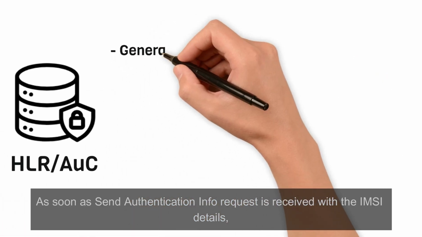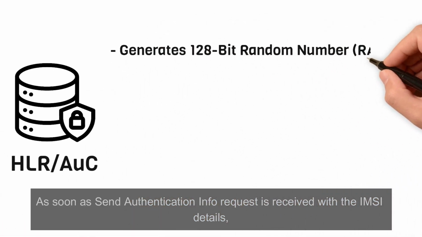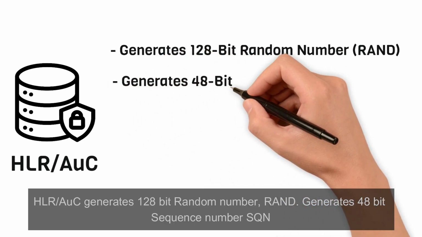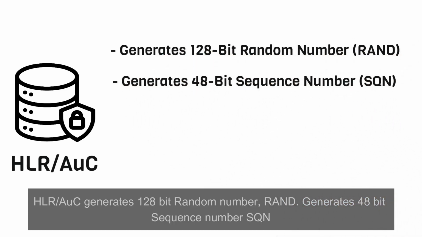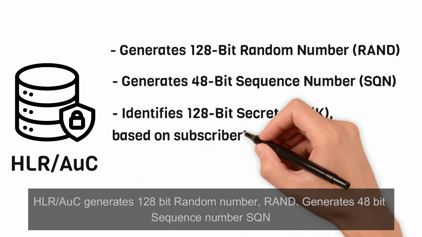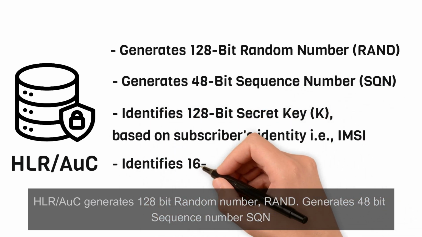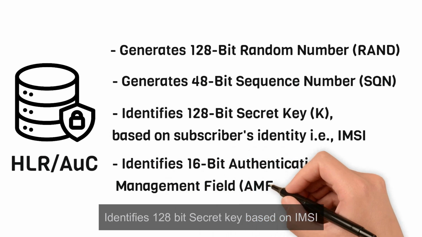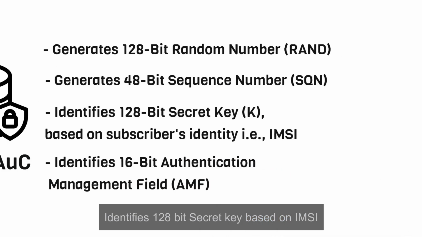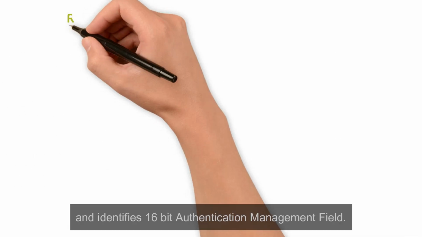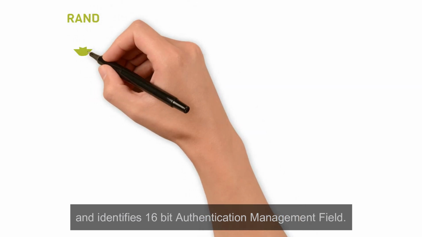As soon as the send authentication info request is received with the IMSI details, HLR/AUC generates a 128-bit random number RAND, generates a 48-bit sequence number SQN, identifies the 128-bit secret key based on IMSI, and identifies the 16-bit authentication management field, AMF.